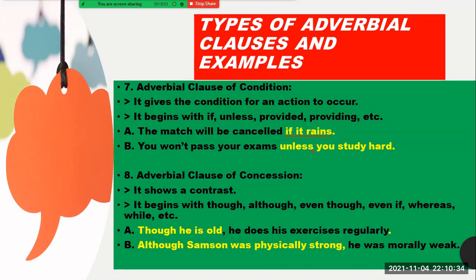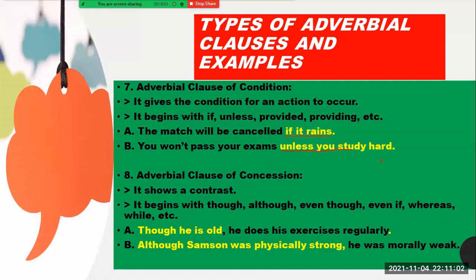Now, example B: you won't pass your exams unless you study hard. Now, unless you study hard is the conditional clause, the adverbial clause of condition, because it is giving us a condition under which you won't pass your exams. All right. So unless you study hard, you won't pass your exams.